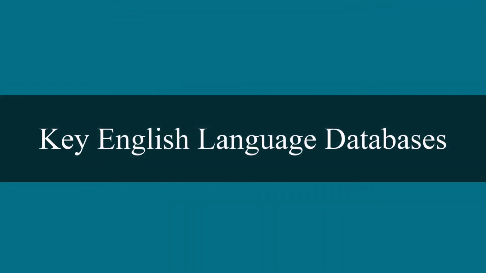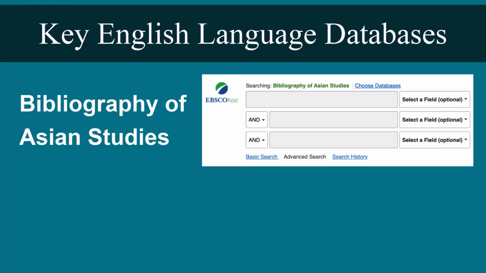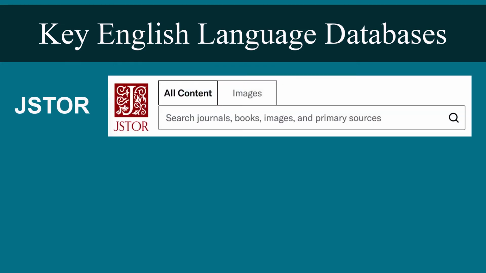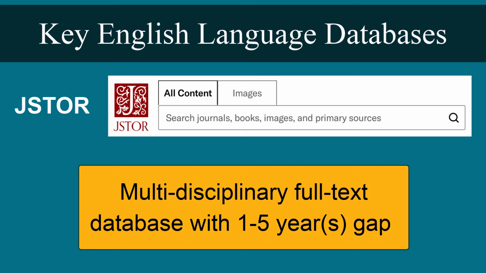Now, let's take a look at some key English language databases that will be useful for your research. Bibliography of Asian Studies is the most comprehensive Western language database for research on East, Southeast, and South Asia since 1971. JSTOR is a multidisciplinary database of full-text journal articles, books, and primary sources. Newer works published in the last 1 to 5 years may not be included.